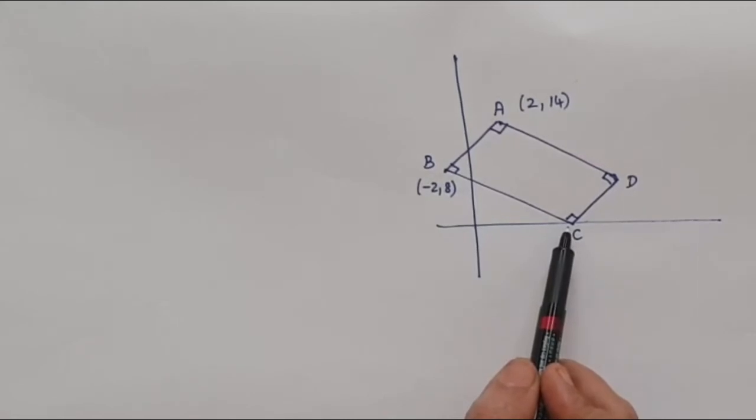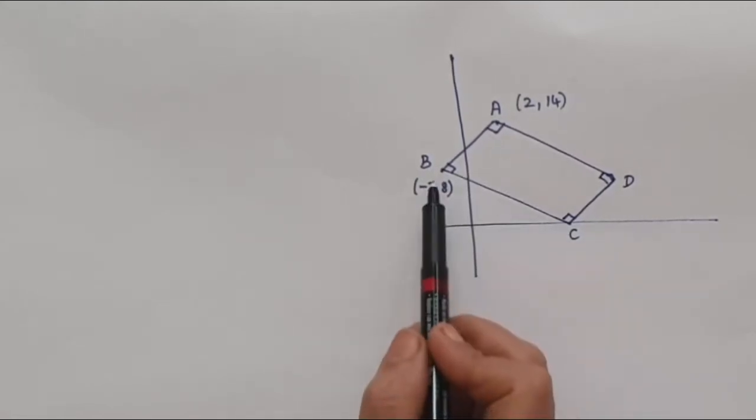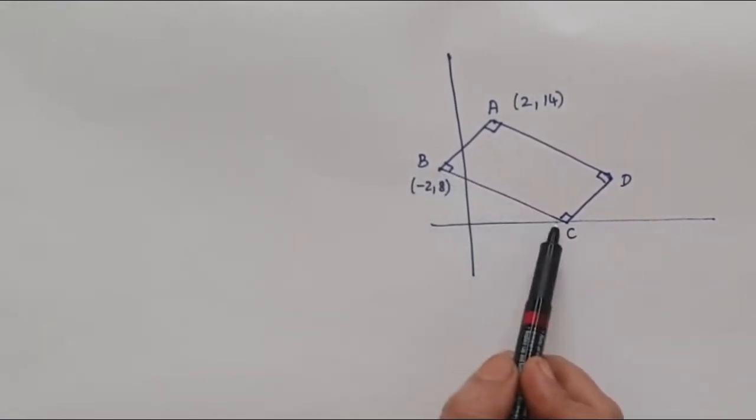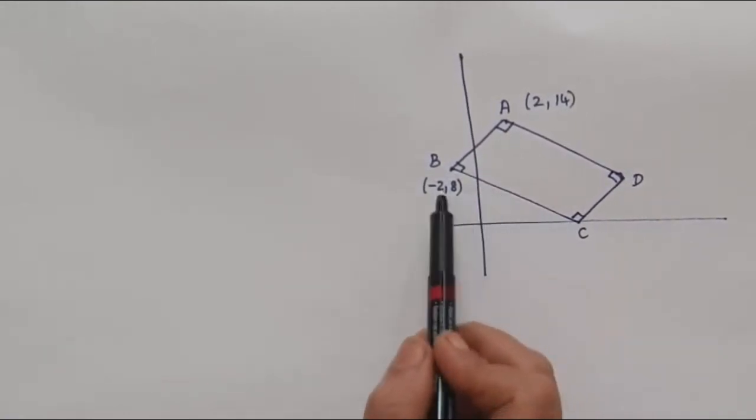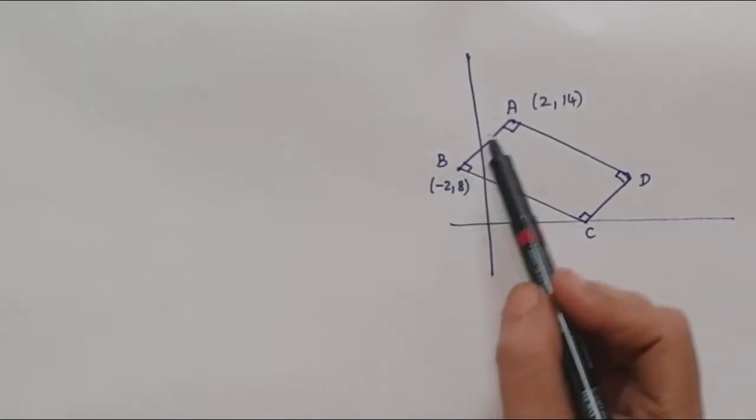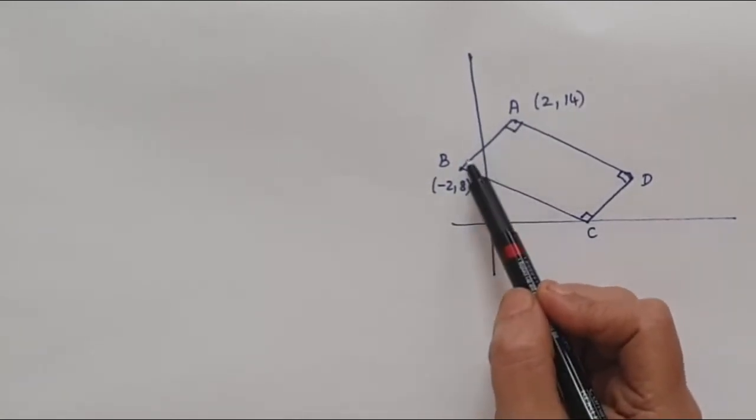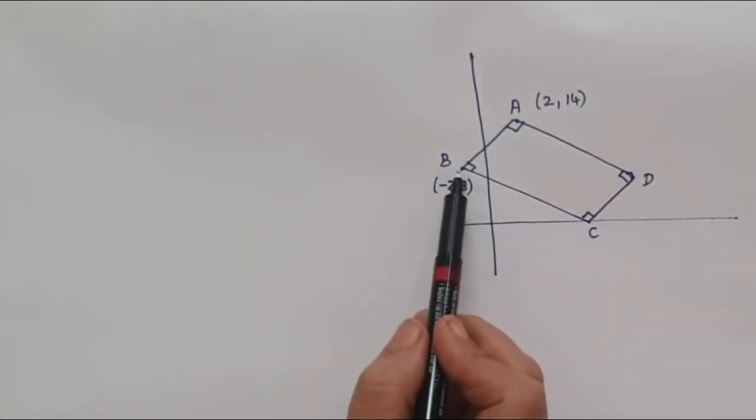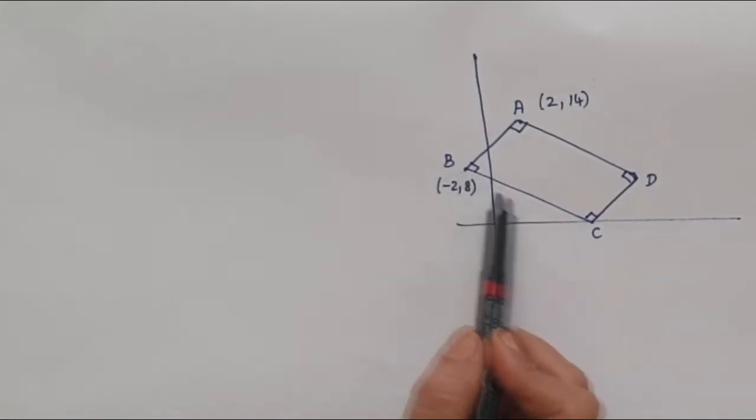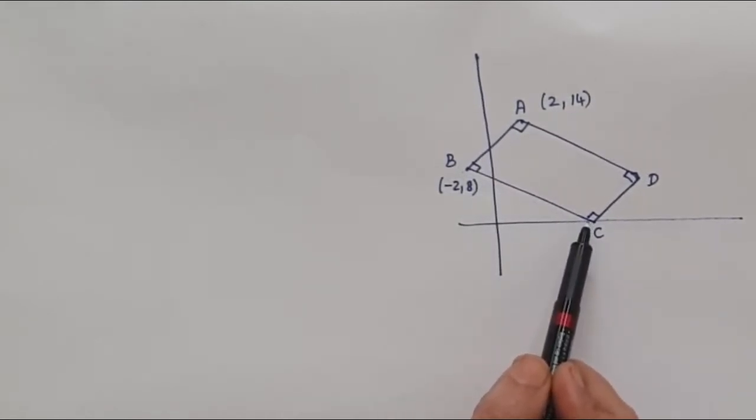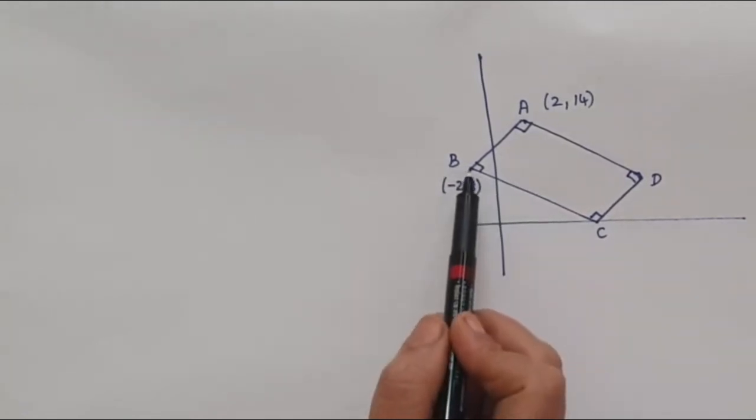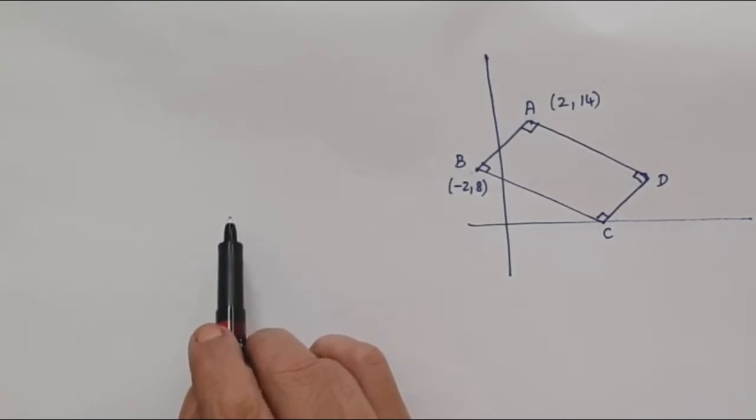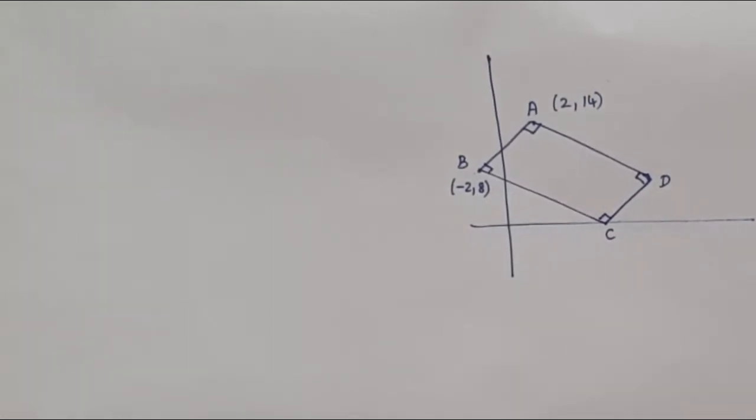In order to find the equation of the line BC, for this line we have one point, that is (-2, 8), which lies on the line. But we don't know the gradient of the line BC. In case we know, then we can find the equation of the line. But we know these 2 points. Using these 2 points, we can find the gradient of AB. Once we find the gradient of AB, since BC is perpendicular to AB, we'll be able to find the gradient of BC. Once we find the gradient of BC and we know a point B on the line, we'll be able to find the equation of the line BC. So first we'll find the gradient of AB.